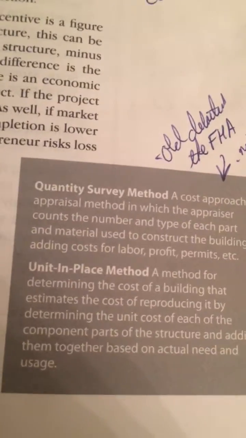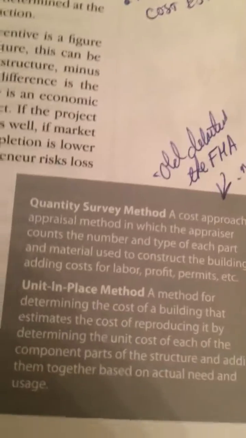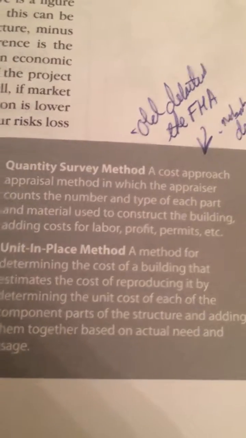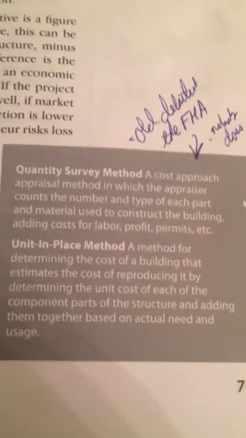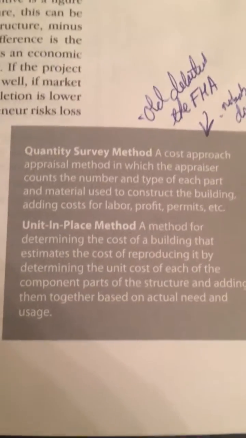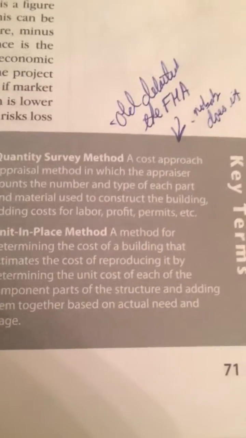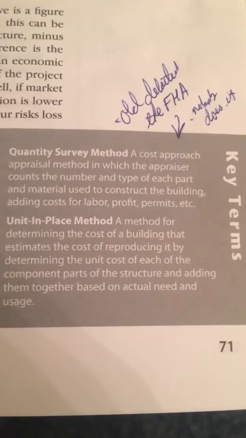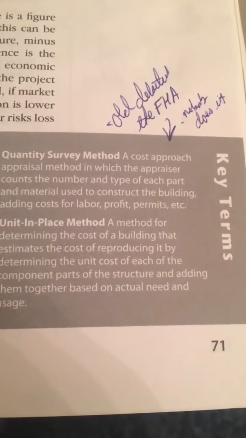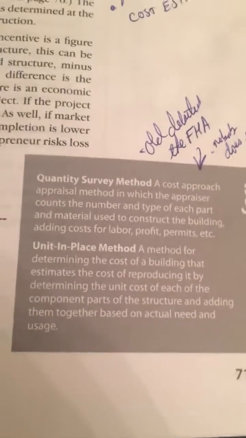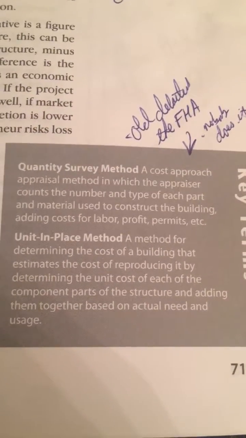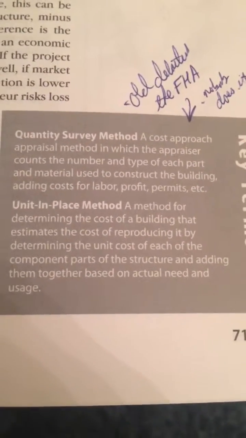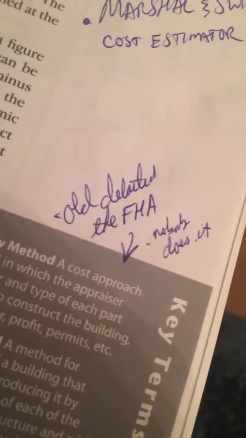Key terms: quantity survey method, a cost approach appraisal method in which the appraiser counts the number and type of each part and material used to construct the building, adding costs for labor, profit, permits, etc. Unit in place method, a method for determining the cost of a building that estimates the cost of reproducing it by determining the unit cost of each of the component parts of the structure and adding them together based on actual need and usage.